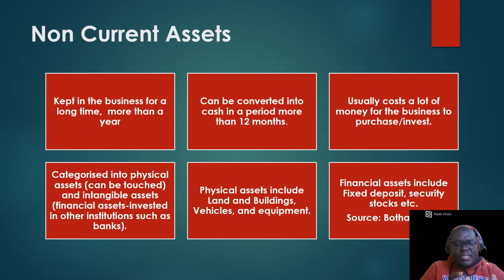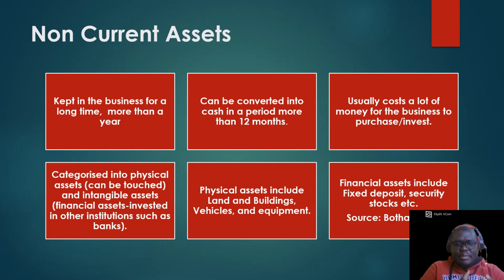So when we talk about physical assets, we are talking about assets that can be touched. You can see them with your own eyes. You can touch them. I mean, you can touch a vehicle. You can touch a delivery truck. You can touch land, things like that. And then we also have financial assets. Financial assets are usually invested in institutions like banks. Financial assets can also be through security stocks. So we need to be able to understand this. We need to be able to differentiate between the physical assets and the financial assets.